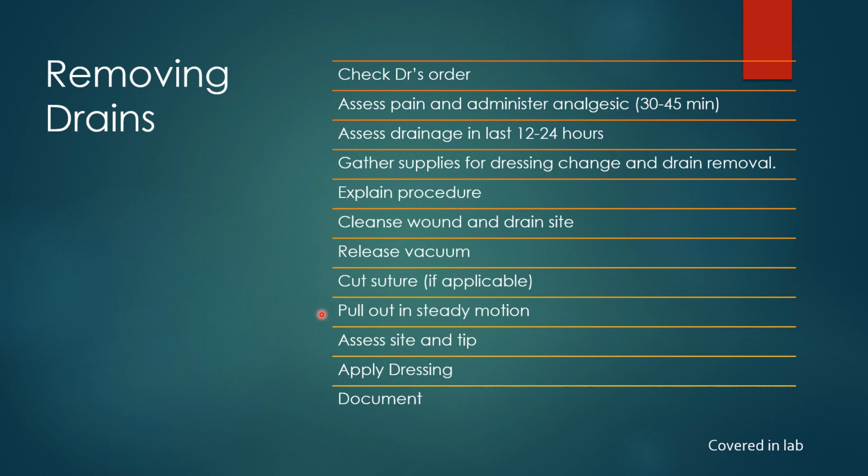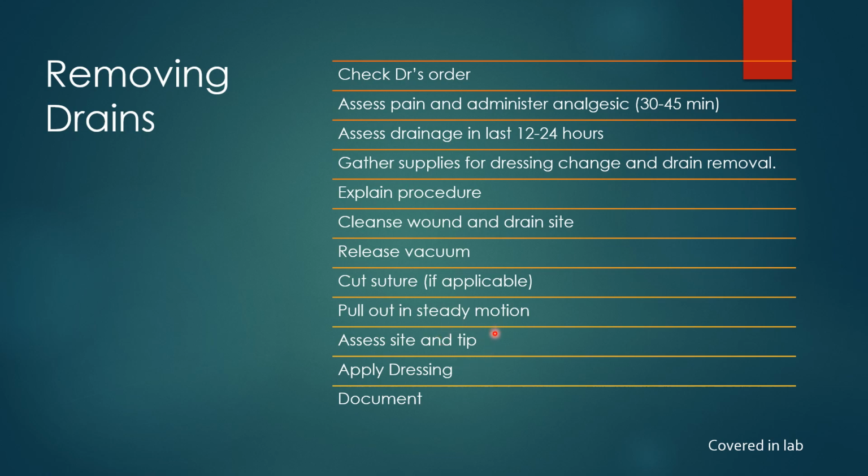We're going to pull this drain out by wrapping the drain around our hand. Typically, these drains are in the body a lot more than what we would expect. Typically, they're 12 inches to 18 inches inside the body, so they are significant in length. After we pull out the tubing that is inside the body, we're going to assess the site that we just removed it from. We're going to do a wound assessment to that site, and we're going to assess the tip of the drain that we just removed.